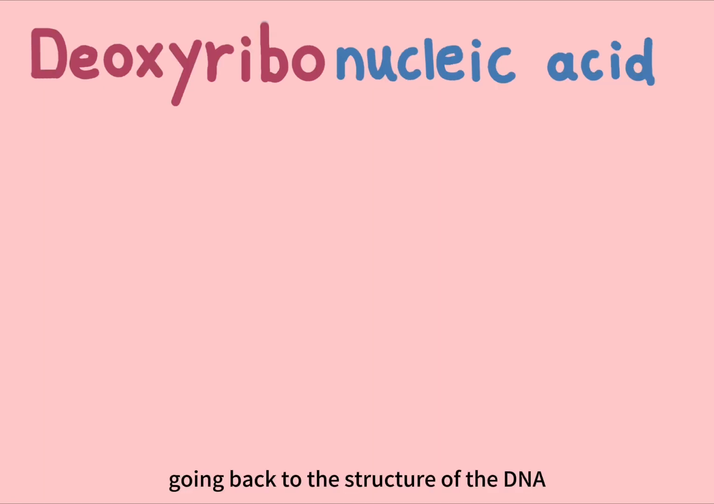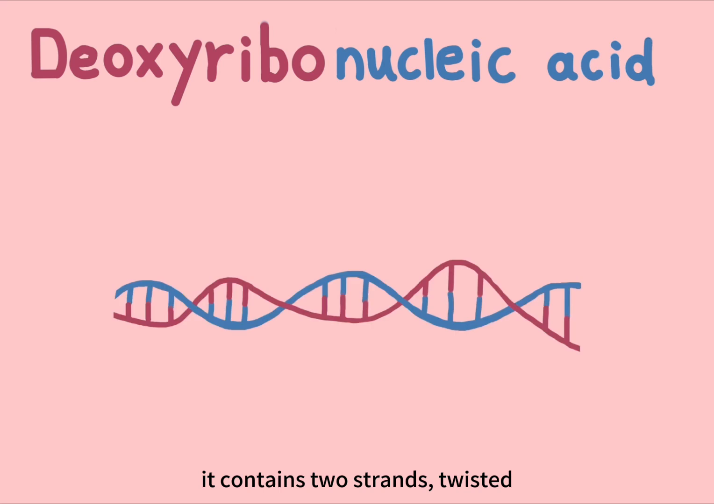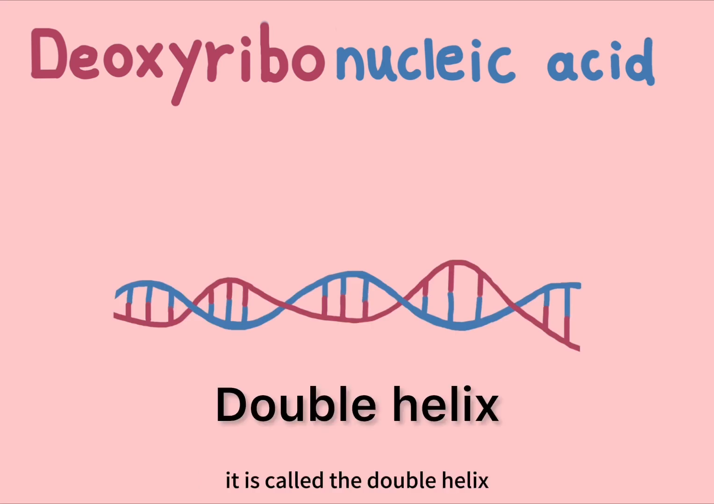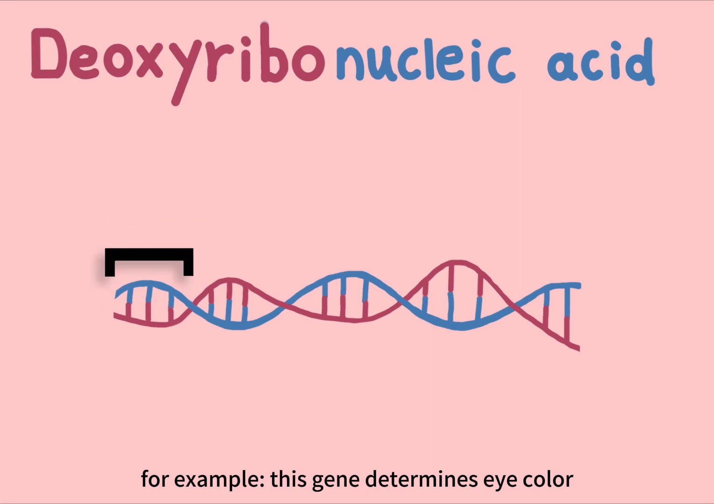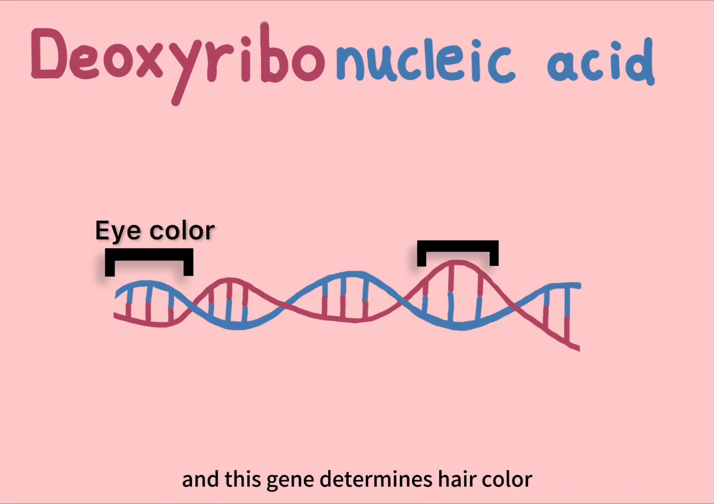Going back to the structure of the DNA, it contains 2 strands, twisted. It is called the double helix. And portions of the DNA are hundreds or thousands of genes that code for proteins. For example, this gene determines eye color, and this gene determines hair color.